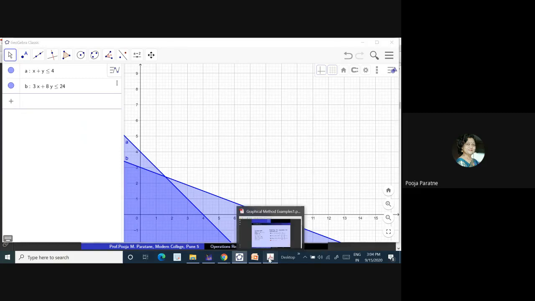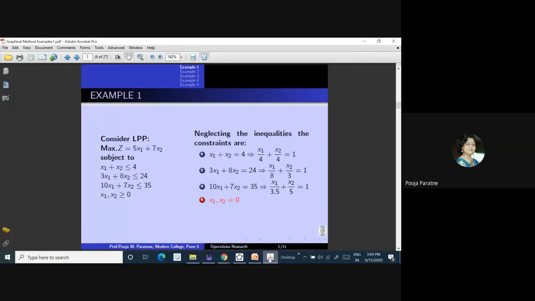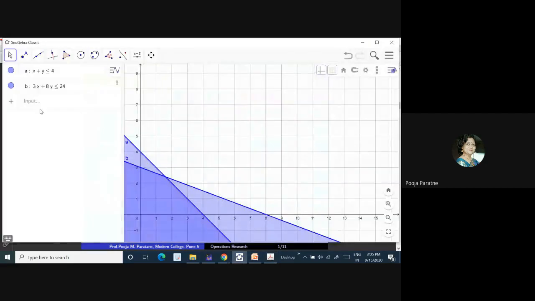The next line is 10x1 plus 7x2 equal to 35, and the inequality is less than or equal to. So let us draw this. 10x plus 7y is less than or equal to 35.